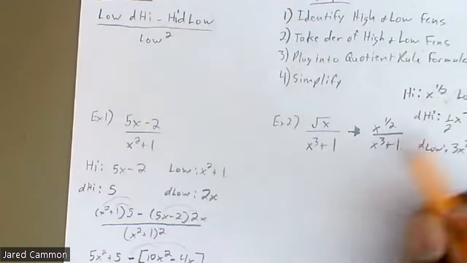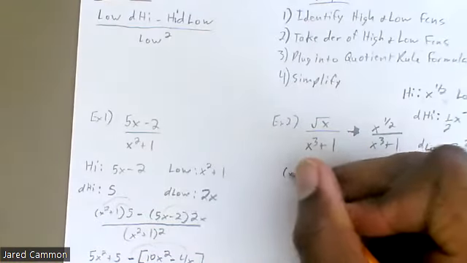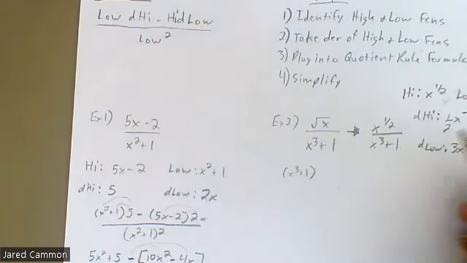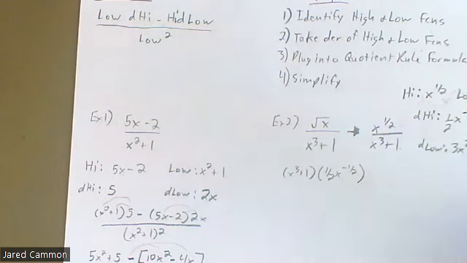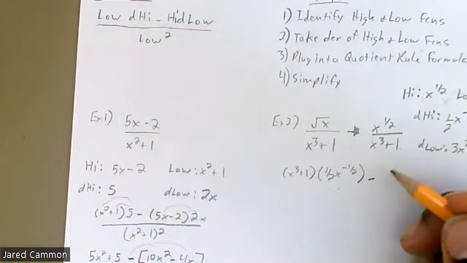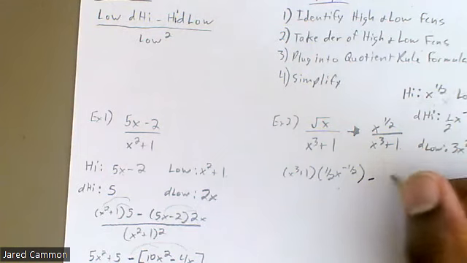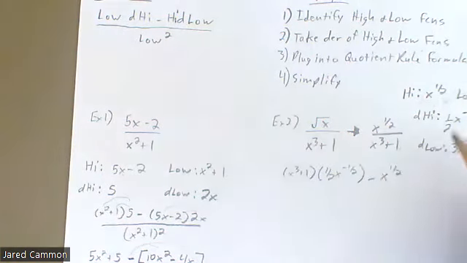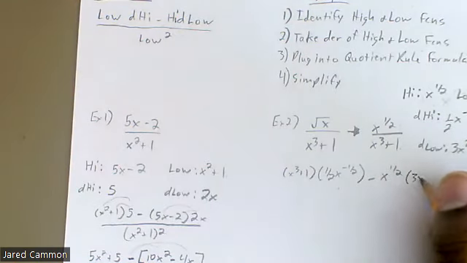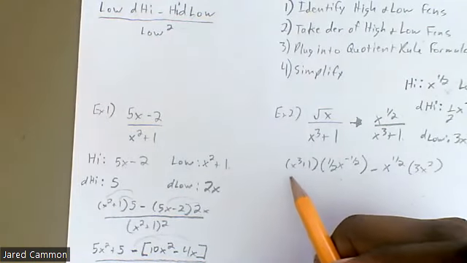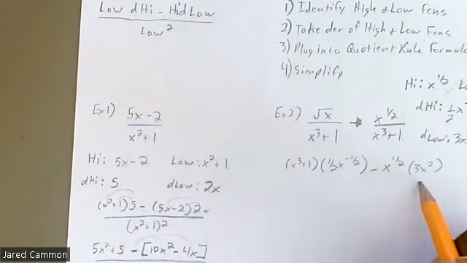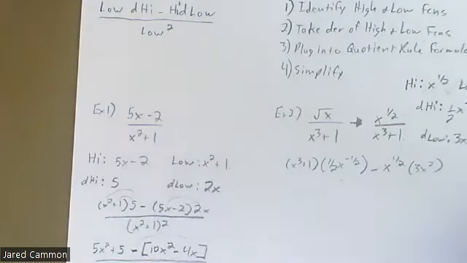So we have low, which is x cubed plus 1, times the derivative of the high. So derivative of the high is 1/2 x to the negative 1/2, so times 1/2 x to the negative 1/2, minus high, and high is x to the 1/2, times the derivative of the low. Derivative of the low is 3x squared, so times 3x squared. Okay. Now, what I'm going to do here is I'm just going to go ahead and simplify the top and numerator, and then we can add the low squared at the end.